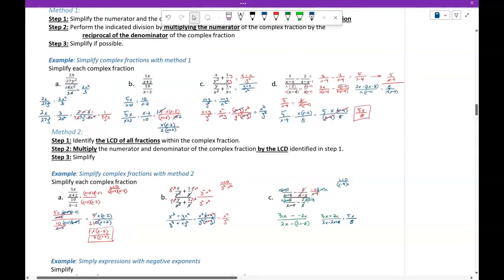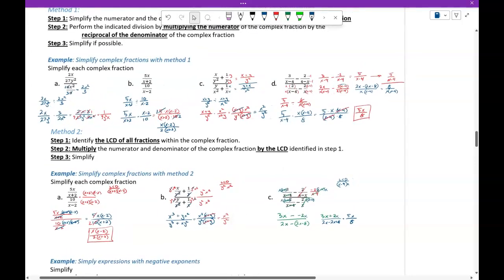And so both methods are valid. Use either one to simplify your rational expressions, but keep in mind the basic premise behind method 2 is something that we're going to come back to in the future. So I encourage practicing both.